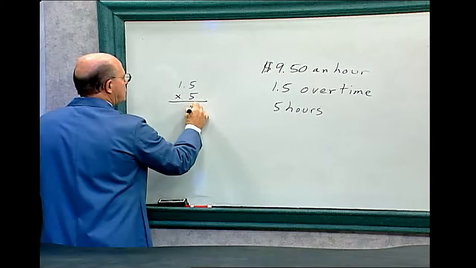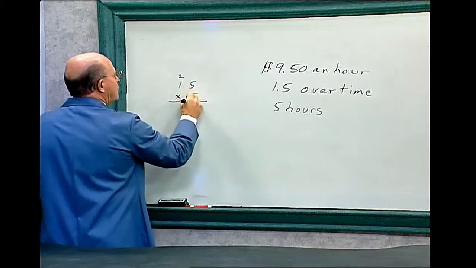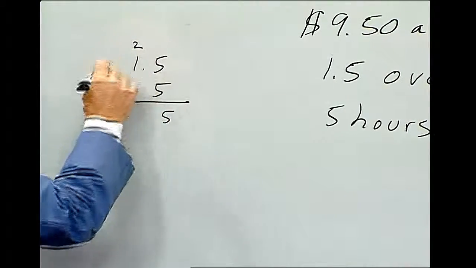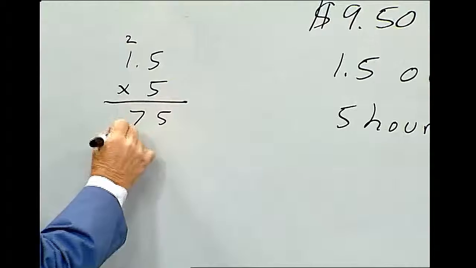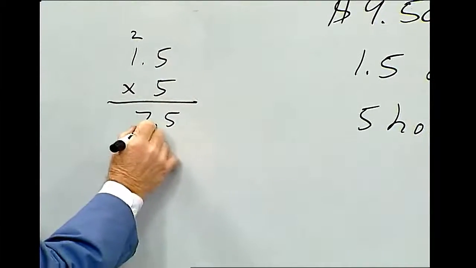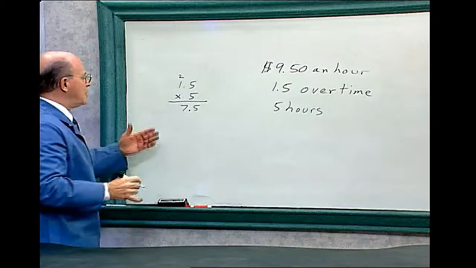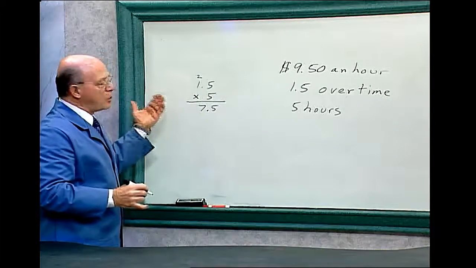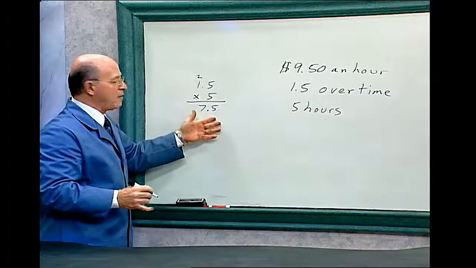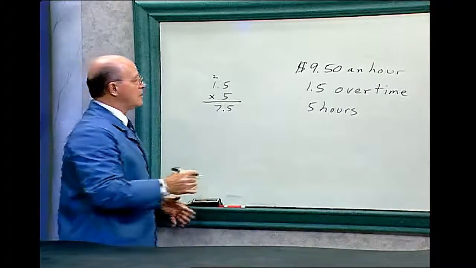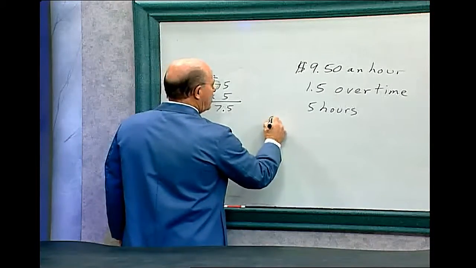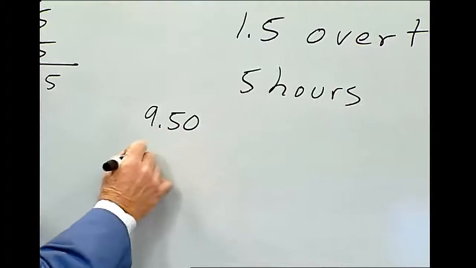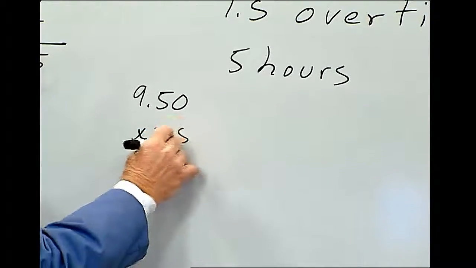5 times 5 is 25, carry the 2. 5 times 1 is 5 plus 2 is 7. And move the decimal point over. So actually, by working 5 hours, he, in equivalent, worked 7.5 hours at regular time. So now we multiply 9.50 times 7.5.